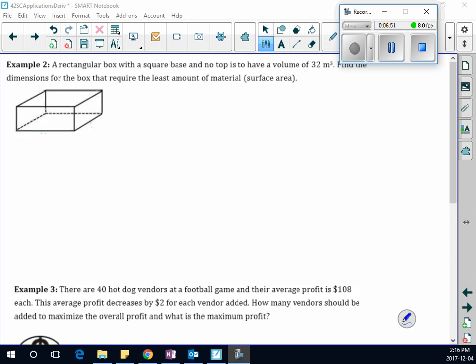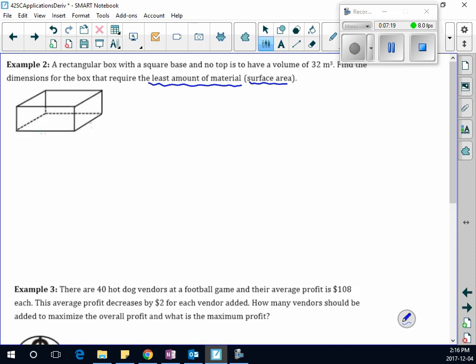A rectangular box with a square base and no top is to have a volume of 32 meters cubed. Find the dimensions for the box that require the least amount of material. Does everybody understand the least amount of material is surface area, right? And I know it's been a while since you dealt with surface area. Surface area is basically all the areas added up, right? So it's not like it's hard. Okay, so let's label this box.